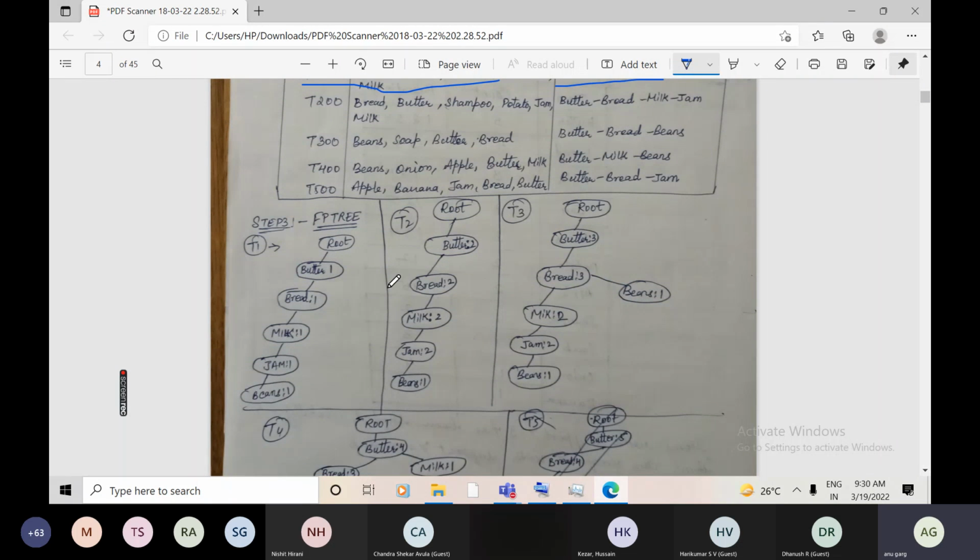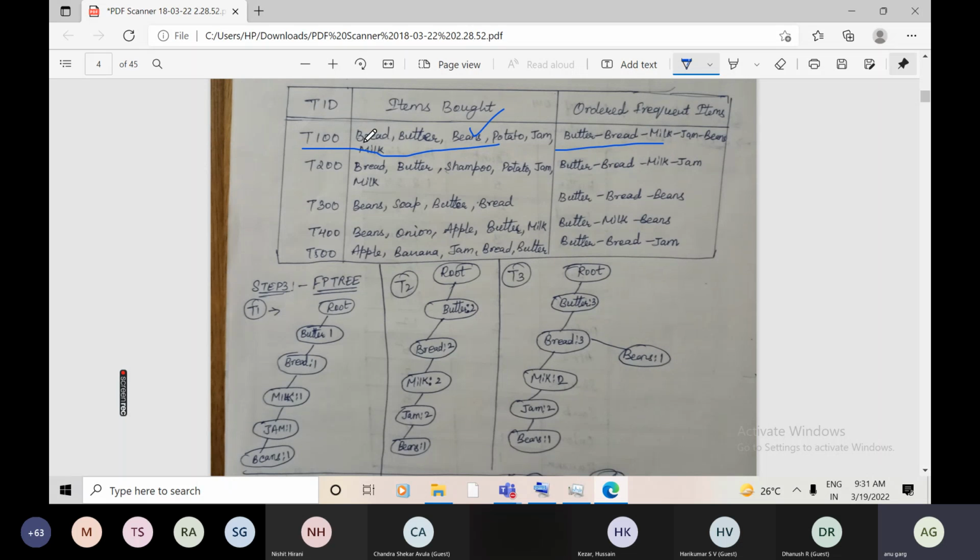As I said, for the FP tree, start transaction by transaction. For the first transaction, it will all be connected to root in order. Then for transaction 2, bread, butter, milk, jam, that is already coming in the same order. So for transaction 2, no other branch will come, but the support count should be increased by 1 for each of these items. So if you see here, 2, 2, 2, 2. Now for T3, butter, bread, beans. So butter is already connected to root, then butter, bread, and beans. You just connect beans here and then increase the support count.